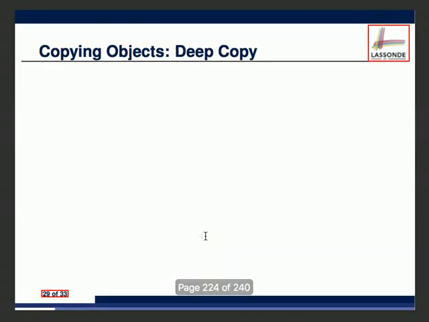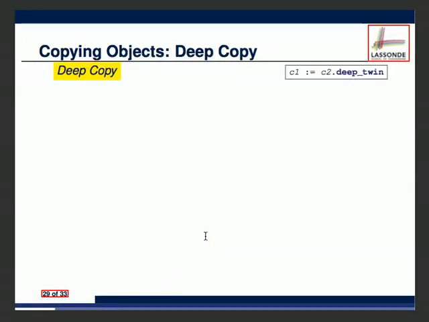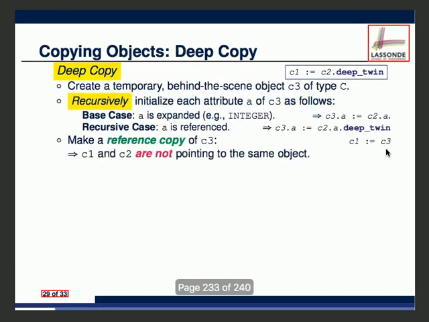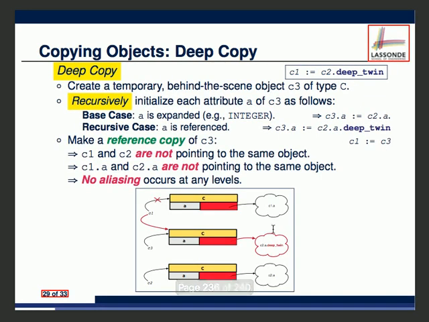Okay, what about deep copy? Now, deep copy is really the other extreme. So now, what you can do is say C1 is assigned to C2.deepTwin. In this case, remember for the shallow copy, how did we deal with C2.a? We didn't really recreate a whole cloud. We simply made a reference to it, right? But now, for the deep copy, you simply create another cloud over here. So now C2.a and C1.a are not the same anymore after the deep copy.